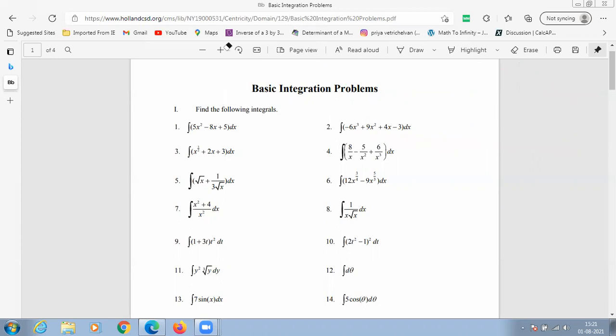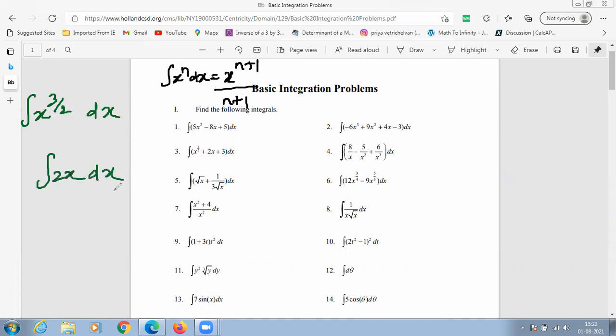This is a basic worksheet for solving the basic integration problem. That is why it looks similar. So x power 3 by 2 plus 2x plus 3 dx. Again I'm going to apply the distributive property. I'm going to split it. It's going to be integral x power 3 by 2 dx and integral 2x dx and integral 3 dx.